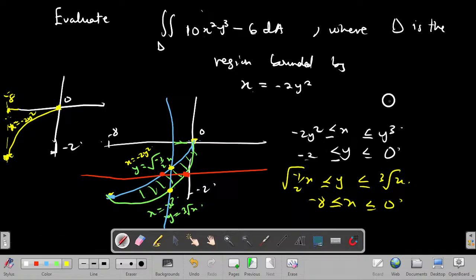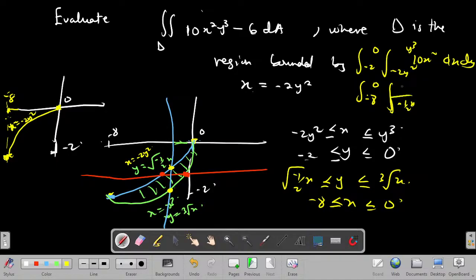So using the first one, what do we get? We get the integral from negative 2y squared to y cubed of x squared and all that, then you write your dx. Using the second set, we have the integral from negative a to 0, then from negative x to x, and that will be dy. Any of them, you get the same.